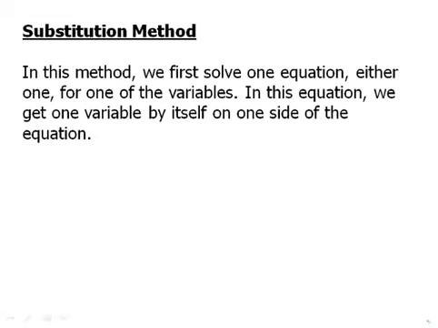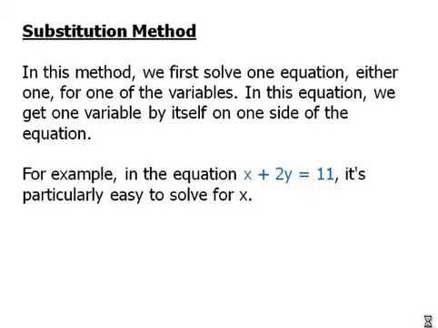So the substitution method. In this method, we will first solve one equation, either one, for one of the variables. In this equation, we'll get one variable by itself on one side of the equation. So those two equations I gave a moment ago, one of the equations was x plus 2y equals 11. And that's an equation where it's particularly easy to get x by itself. All I'm going to do is subtract 2y from both sides, and I get x equals 11 minus 2y. So hold on to that for a second. X equals 11 minus 2y.